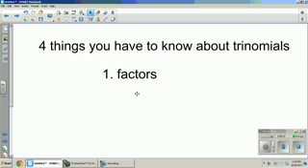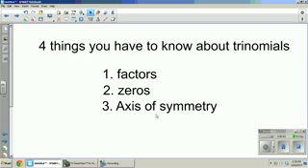We're also going to have to be able to do zeros. That means there's going to be 2 points in a trinomial where the line crosses 0. You're going to have to know that. You might have to know the axis of symmetry. That's going to be the point on X where you could fold the line in half and it would be the same. And the fourth one, you're going to have to be able to do the vertex. And I'm going to show you how to do each of these in this video. They're all related to each other.